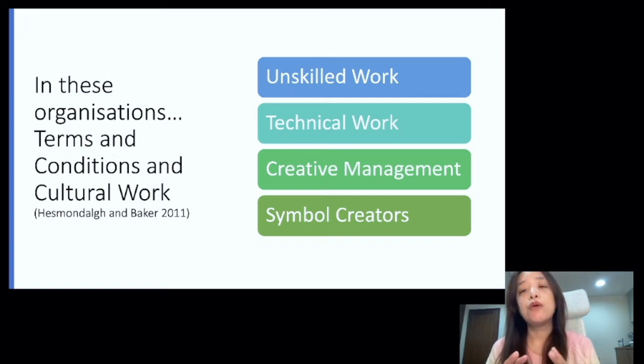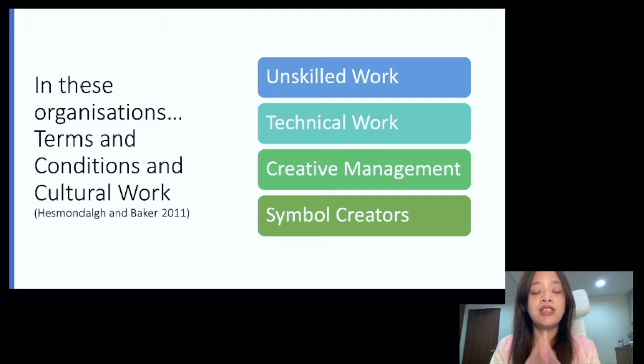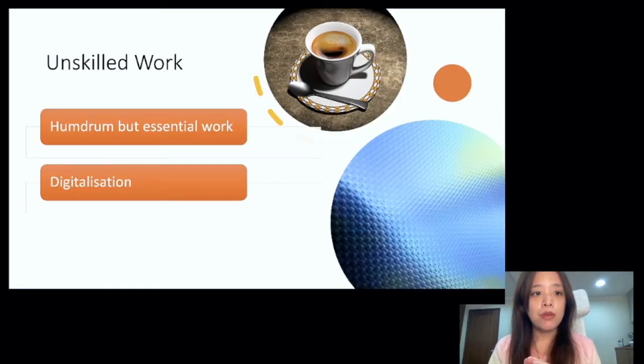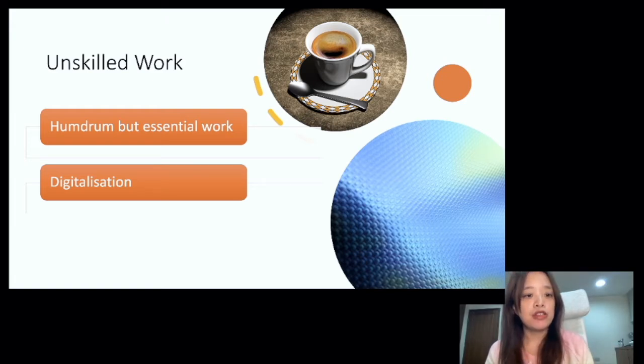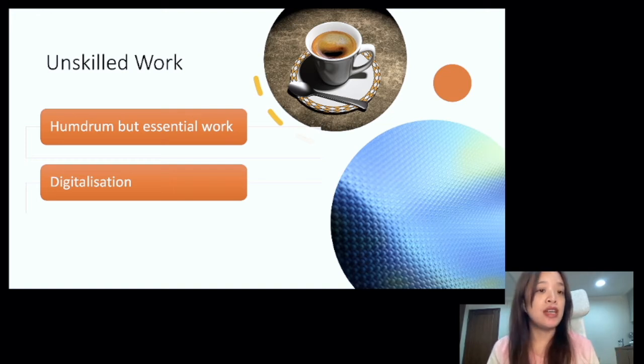One important thing that we can see directly from the way they categorize creative work is that not all creative workers are symbol creators, but there are different kinds of roles inside those organizations. So when we look at unskilled work, what they meant is the humdrum but essential work. And the amount of this type of work actually increased after digitalization.